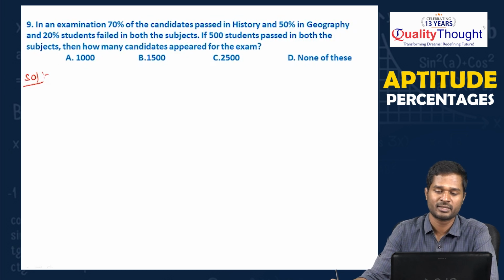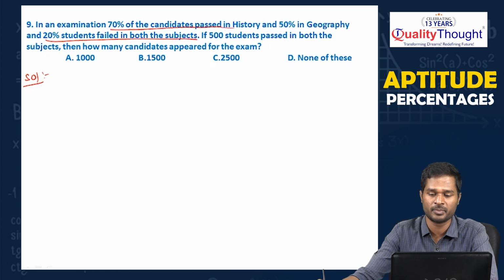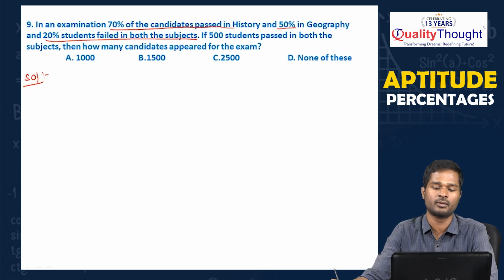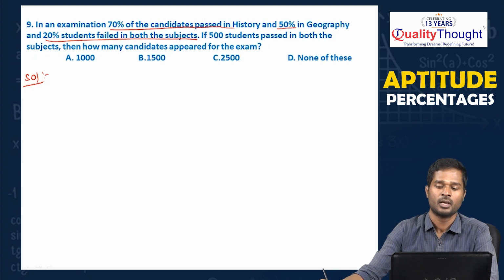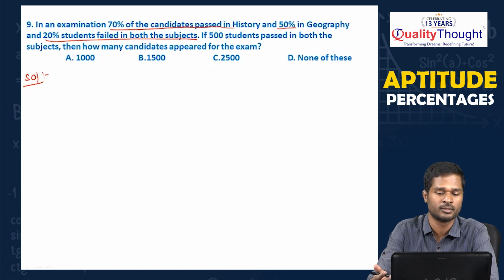In an examination, 70% of the candidates passed in history and 50% in geography, and 20% of students failed in both the subjects. Check this line carefully. See, 70% passed in history and 50% passed in geography, but only 20% is given as the failure percentage. If 500 students passed in both the subjects, then how many candidates appeared for the exam? So, we need to calculate the total number of students who appeared for the exam.